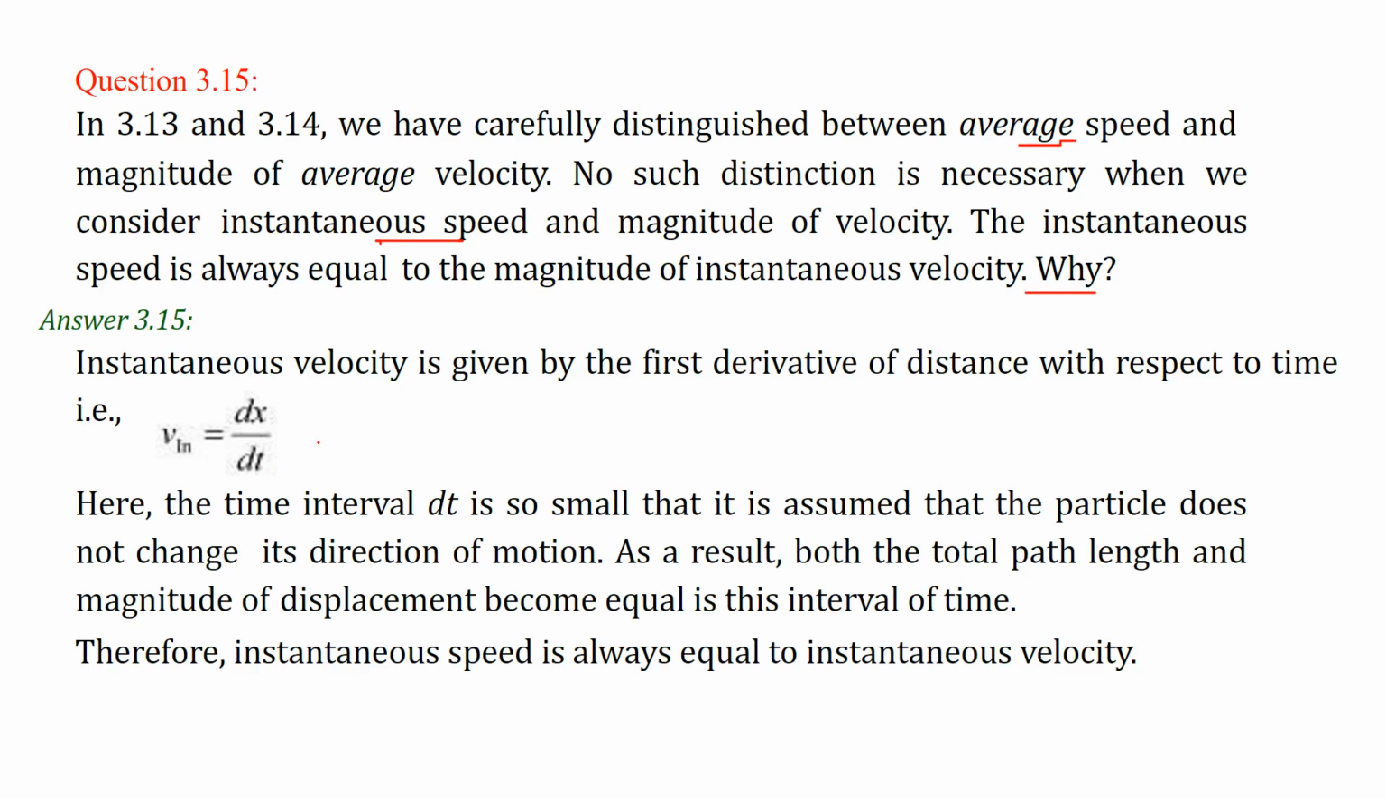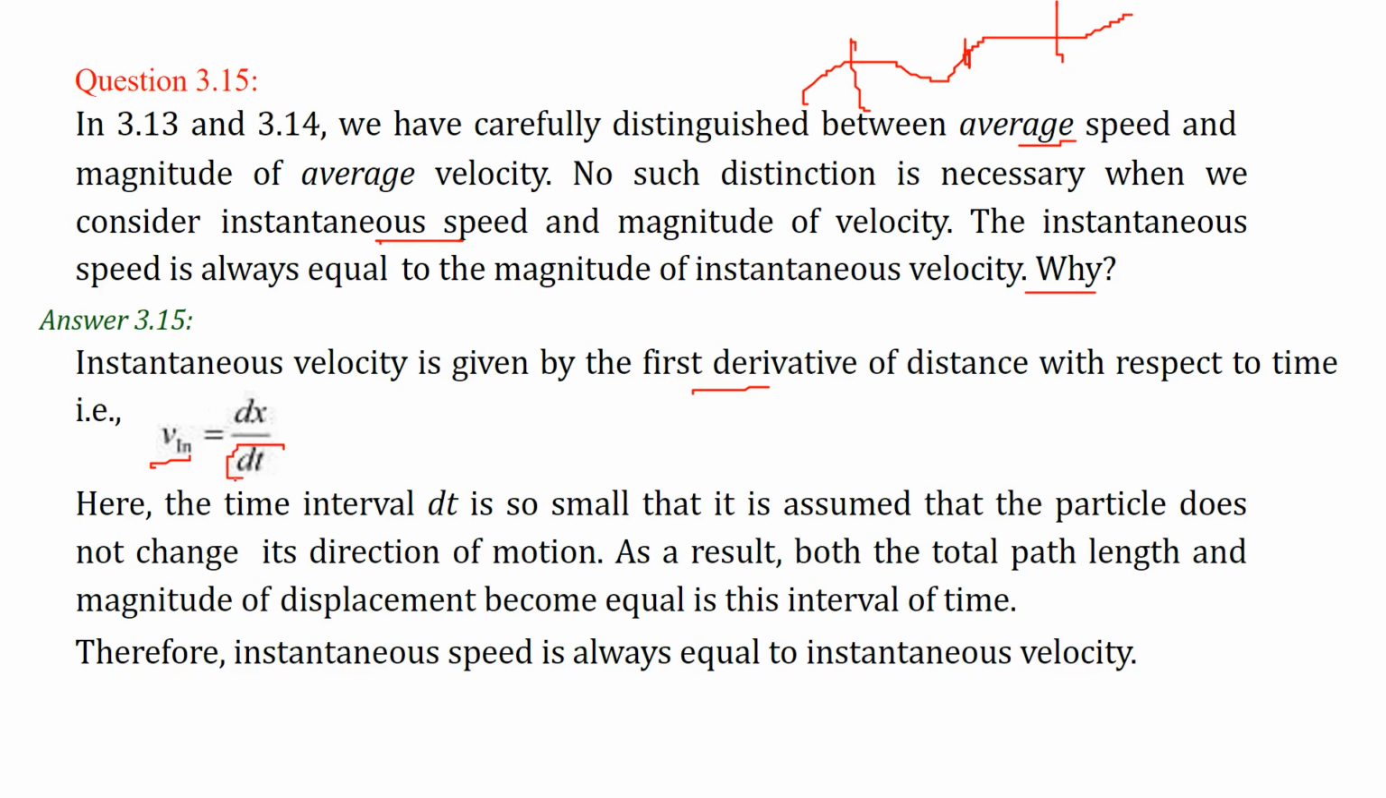Why? The idea is the instantaneous velocity, if the path is like this, if we take an interval, we find the average speed or average velocity. But when we have to find the velocity or speed at a certain, specific point, we call it instantaneous velocity. And instantaneous velocity is simply the first derivative of distance with respect to time. So it is dx by dt.